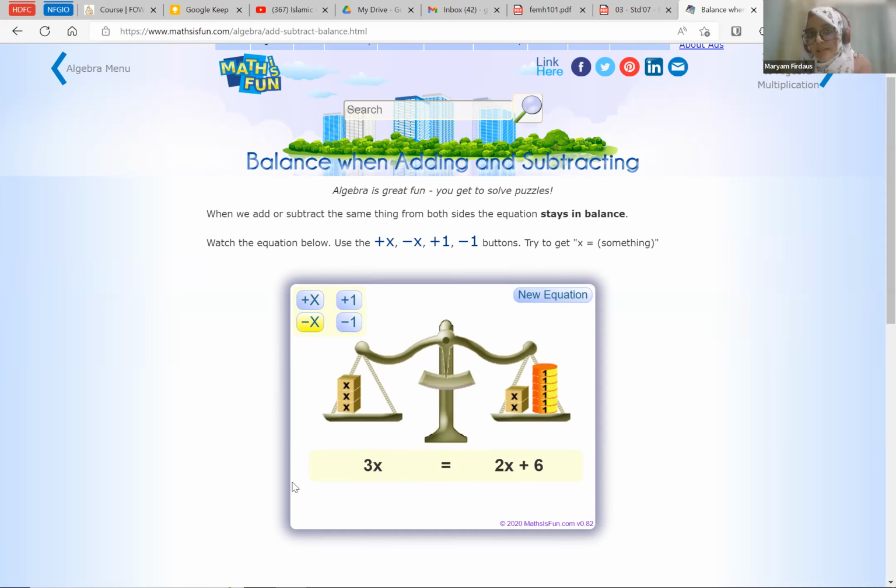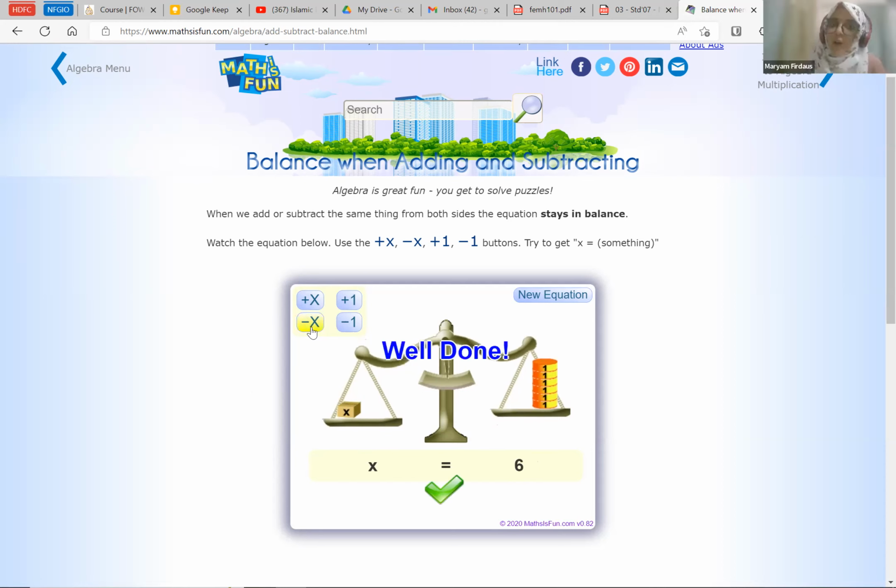See, each time I press a minus x, it will remove one x. So tell me, what should I do next? Yes, it's okay. Don't hesitate. Just tell me. It's fine. Minus x. Yes, very good. Then? Minus x again. See, now you can see that one block of x is equal to 6 blocks of 1. Or you can say that x is equal to 6. Did you understand that now?